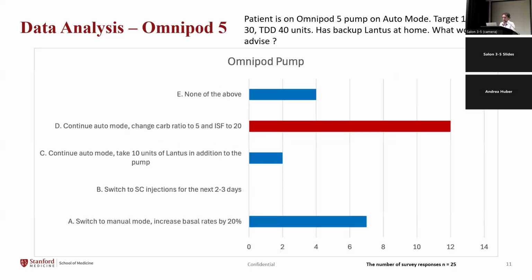The next up was Omnipod. For Omnipod, the preferences were varied. They were spread out. About 7 of them chose manual mode and increasing basal rates. 2 of them chose continue auto mode, take 10 units of Lantus in addition to the pump. And D, most of them, like 12 MDs, chose continue auto mode, change carb ratio and ISF factor to a tighter value. And about 4 chose none of the above because they wanted to do their own custom settings.